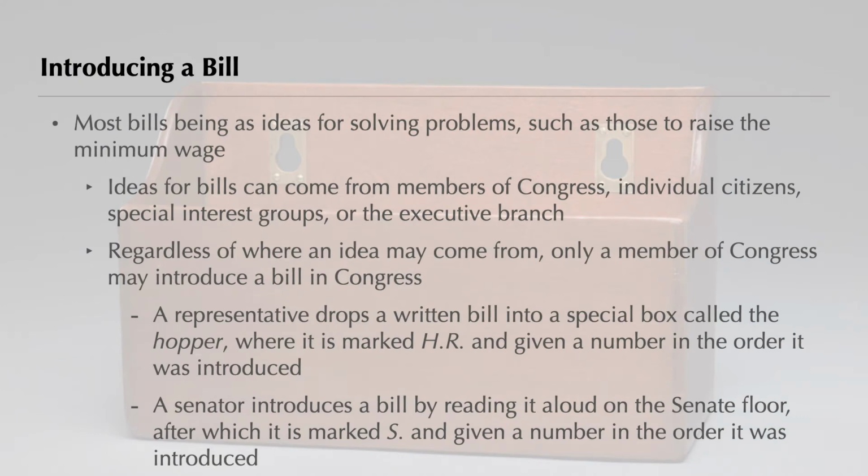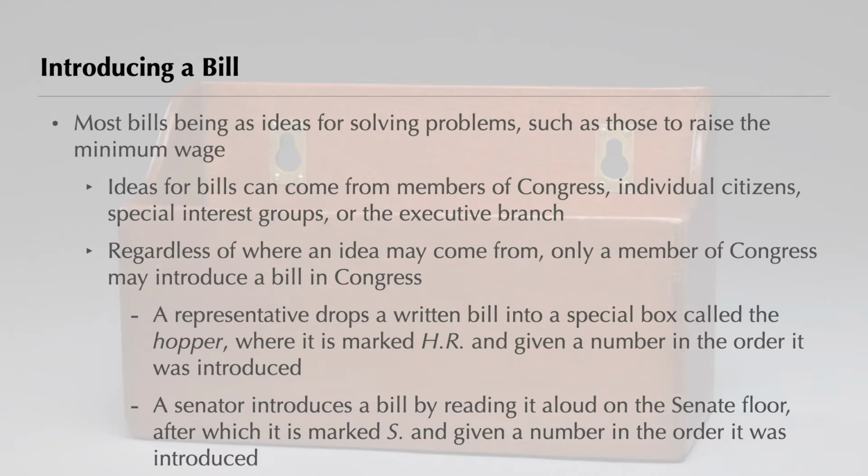Most bills start as ideas for solving problems. Many ideas for bills begin in Congress. Others come from individual citizens, special interest groups, and the executive branch. A group interested in wildlife may want a law to protect mountain lions. People who live near the airport might ask for a law to reduce noise. The president may call for a special police force to solve drug problems facing the nation. Citizens, interest groups, and the executive branch can draw up bills.